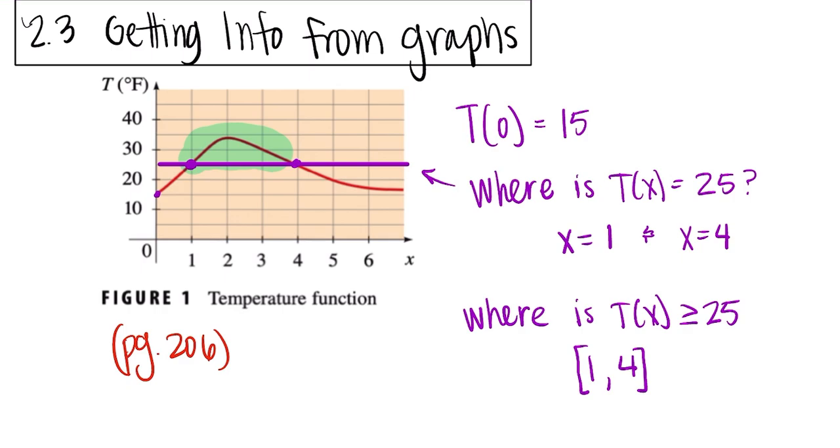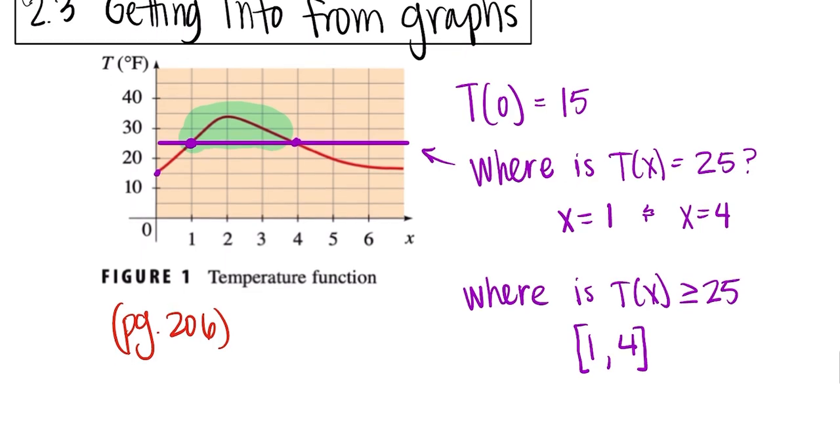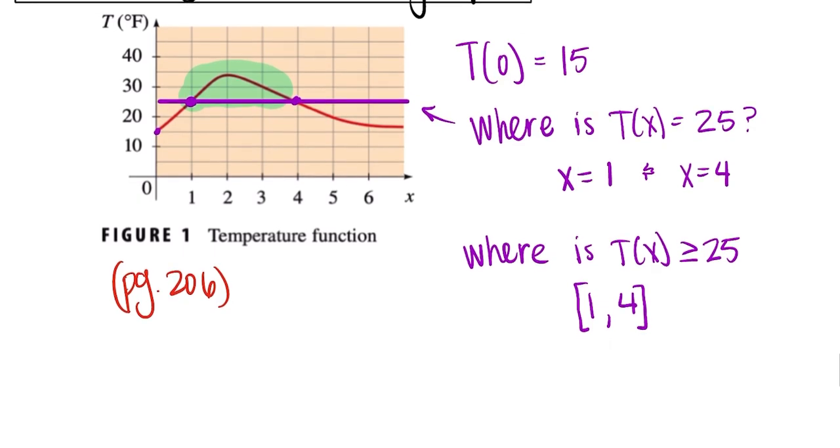Okay, so in 2.3, we're evaluating functions from a graph. I'll give you some graph. It could have a context, or it could just be some random graph. Any questions on evaluating functions from graphs?